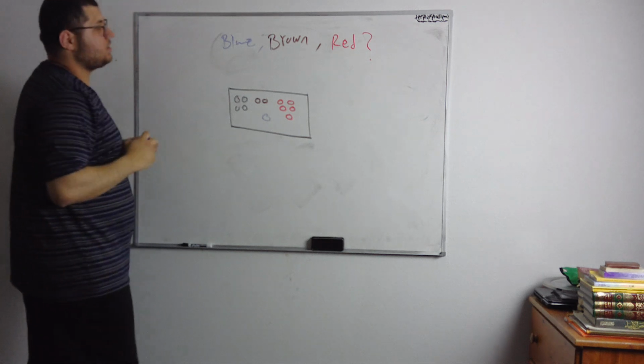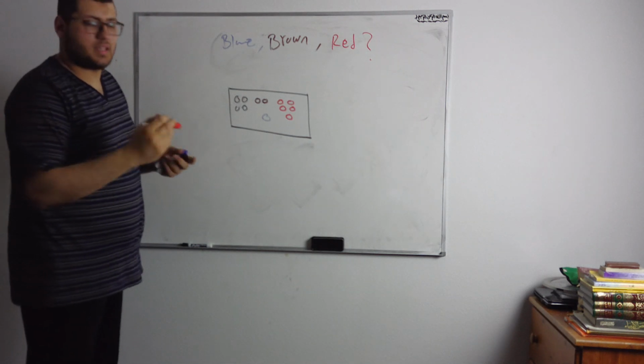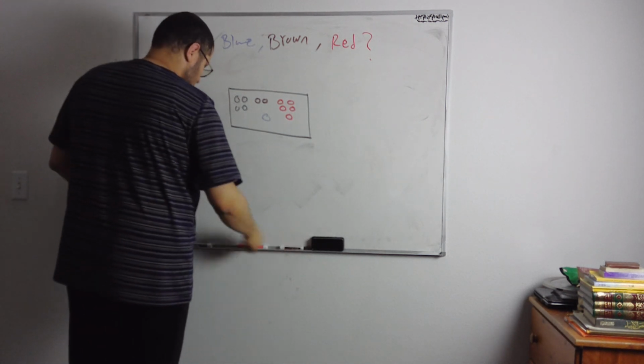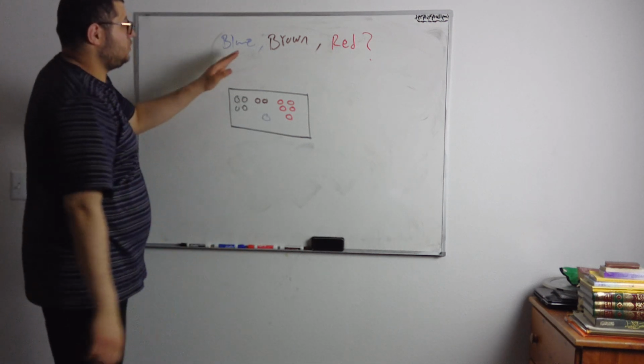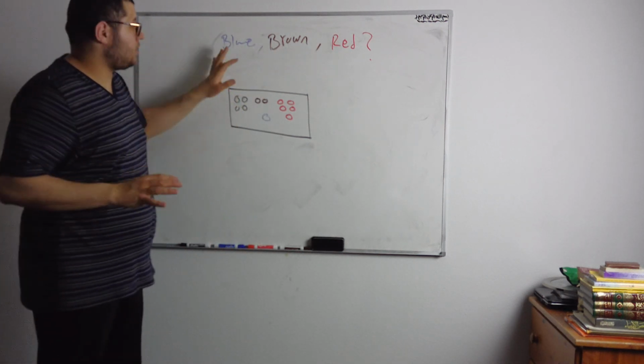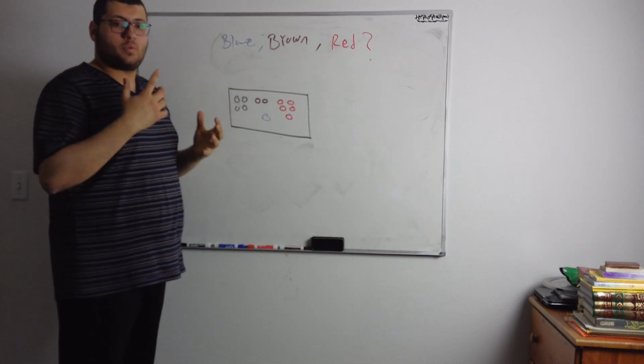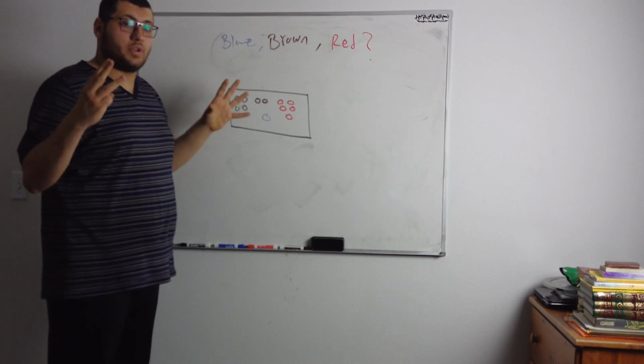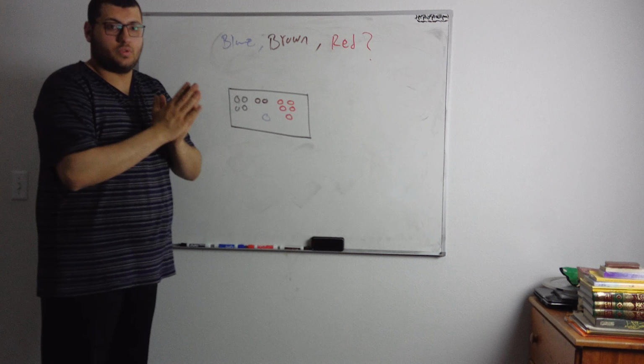What is the probability that I'm going to pick a blue, brown, and red at the same time? I mean, the probability that I'm going to pick either blue, brown, or red. So I'm asking for three things at once. So you're combining them.